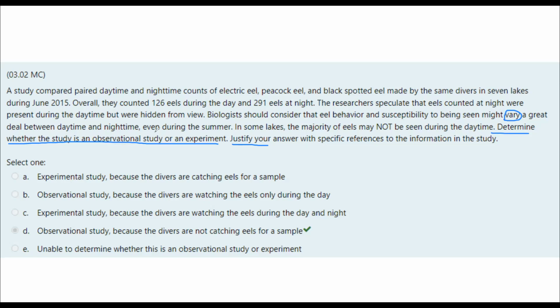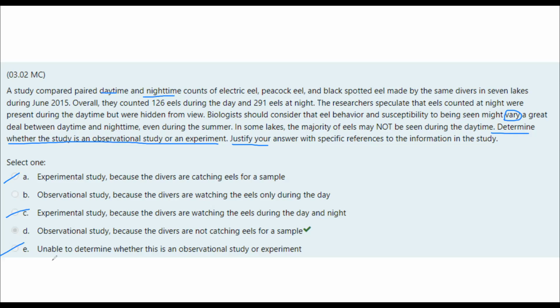A biologist should consider the eel behavior and susceptibility to being seen at night vary a great deal between daytime and nighttime. So they looked at daytime and nighttime. But in some lakes, they are not seen during the daytime. Okay. Well, did you ever hear them say they took a sample? No, they just counted them. So if they didn't take a sample, it could not be experimental.